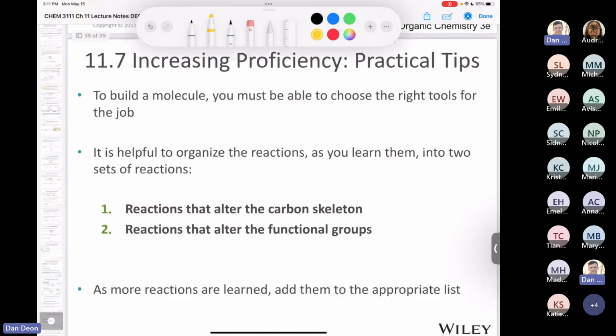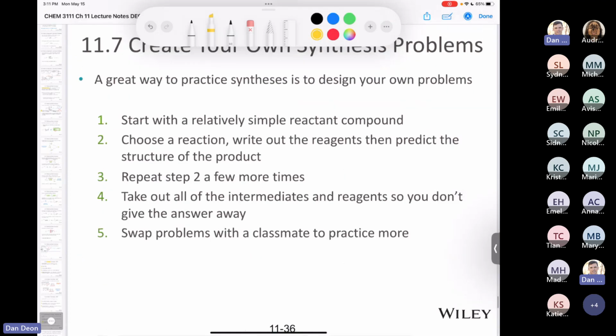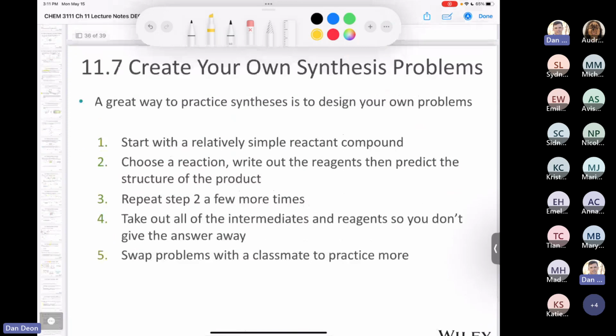All right, so when it comes down to increasing your proficiency in synthesis, the first thing, like I said, is always look at the number of carbons. Are we changing the carbon skeleton? And then look at the functional groups. As you learn more reactions throughout this course, you're going to have to add them to your toolbox, so to speak. And so you can make your own synthesis problems.